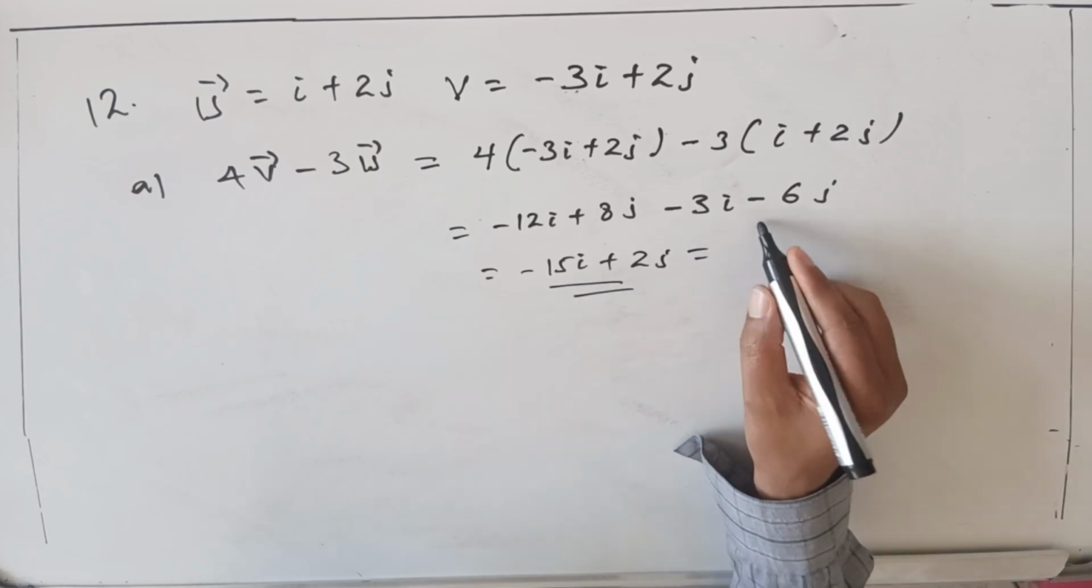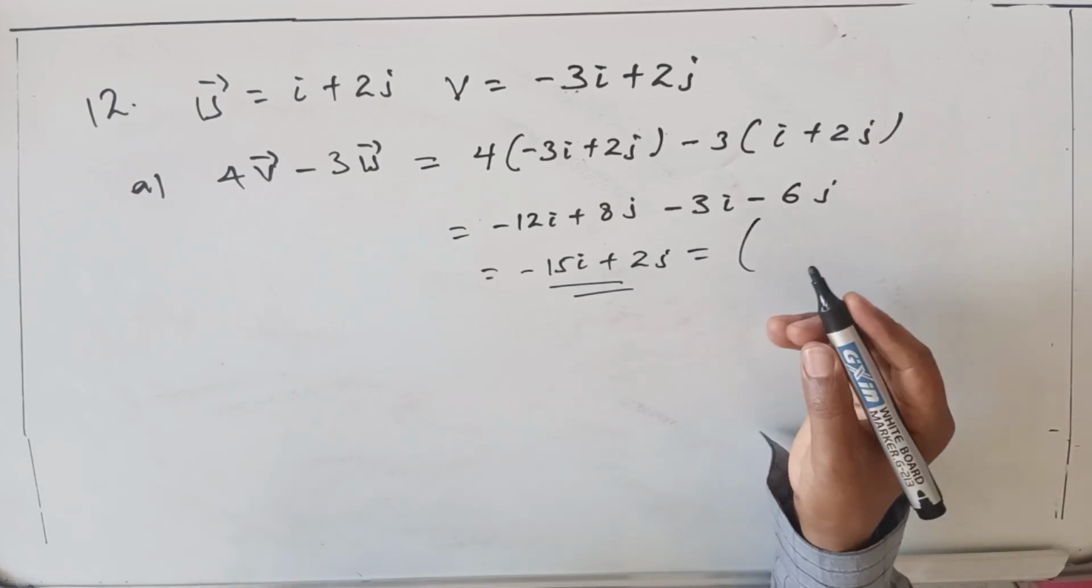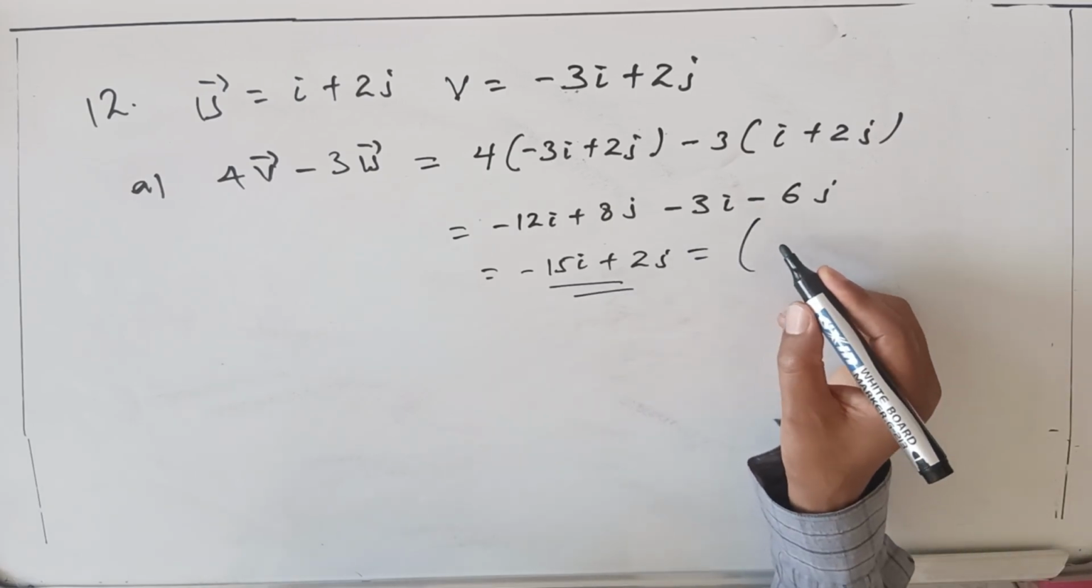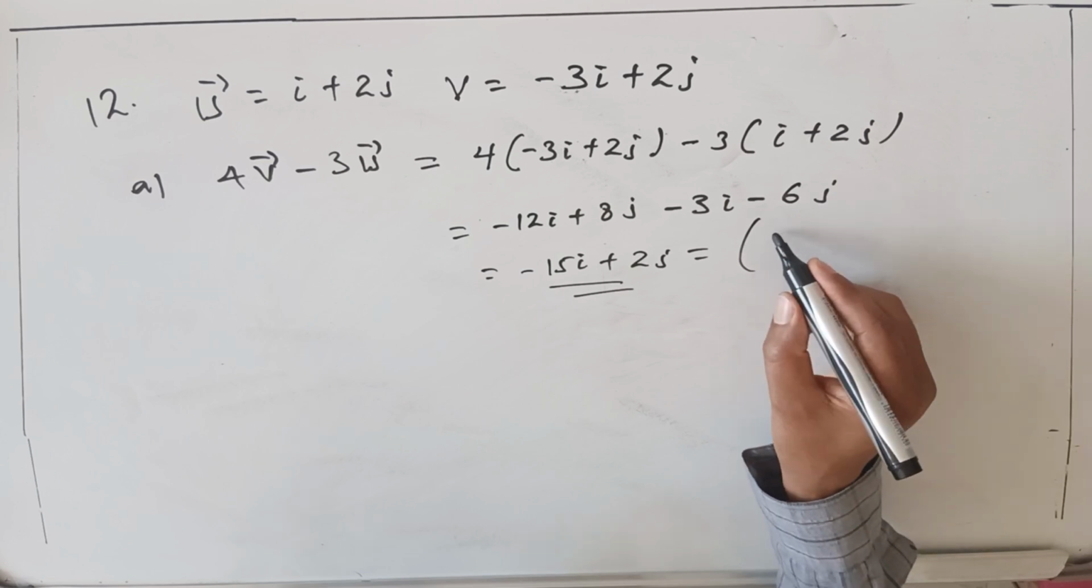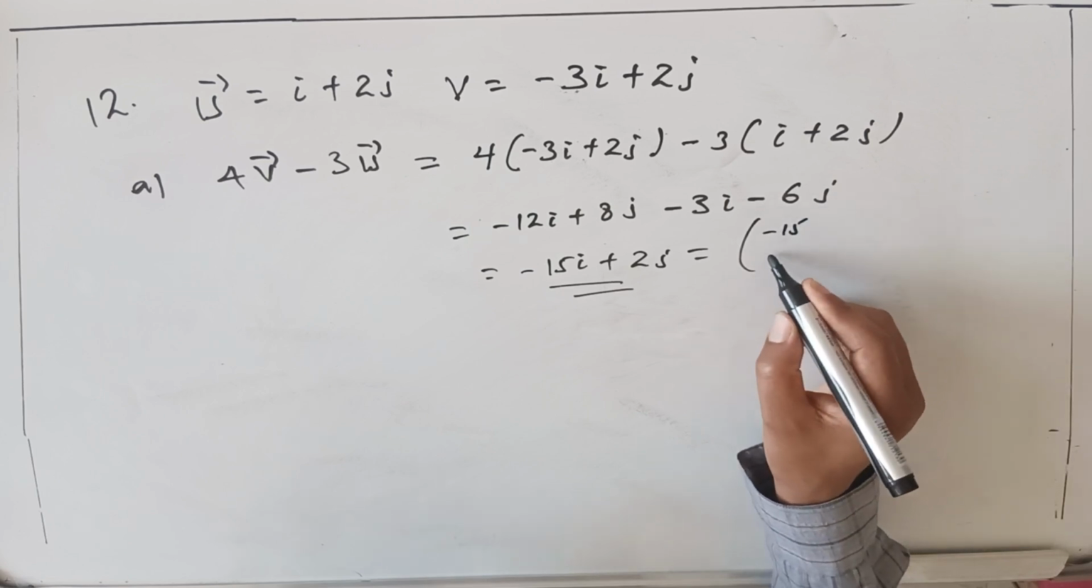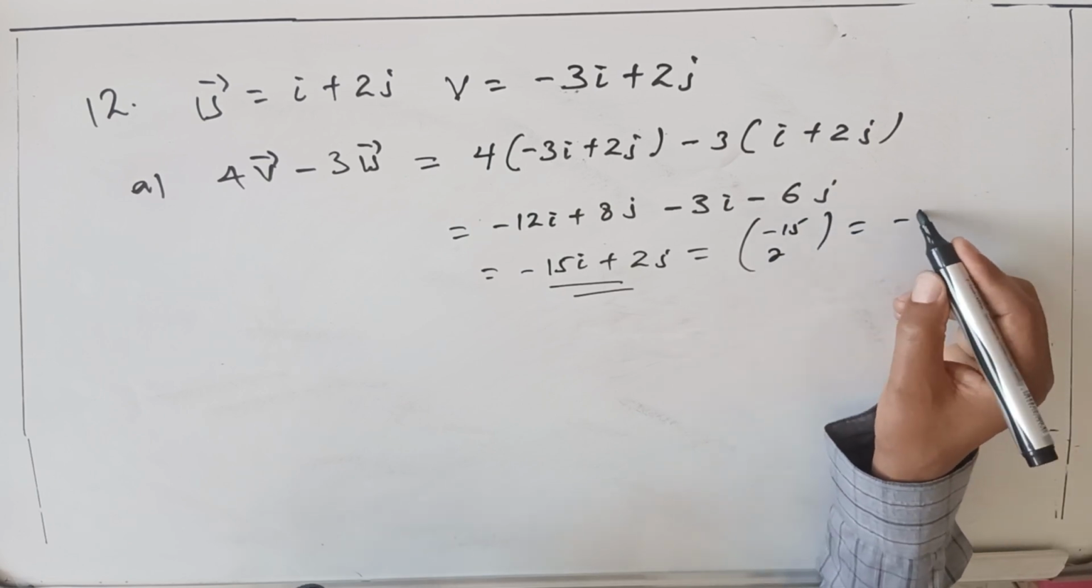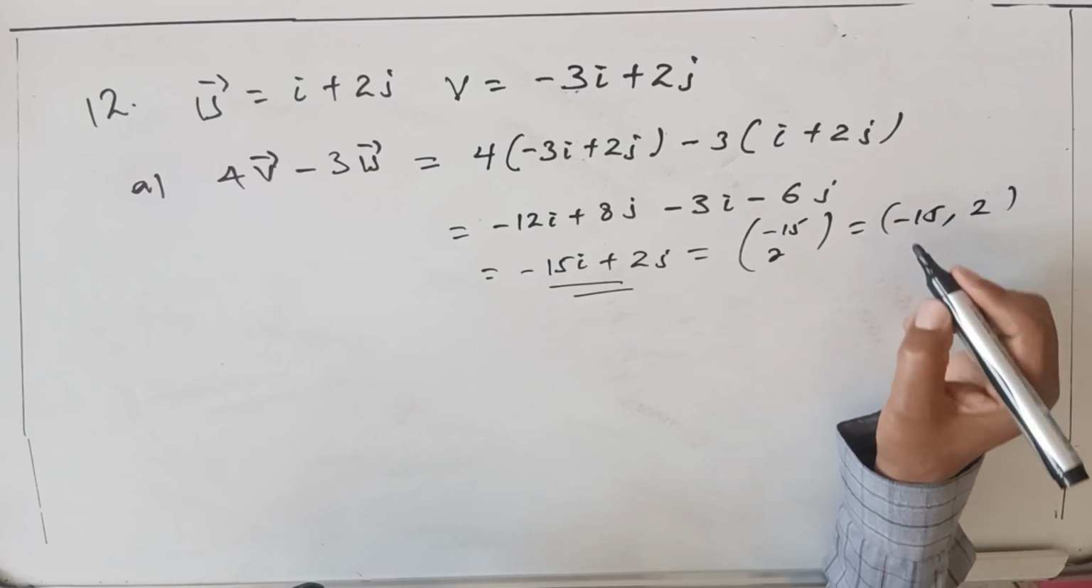And so this one the answer. Okay, so row form ብንጽፍ ደግሞ that is column form of vector representation ብናደርግ that's minus 15 comma 2 ይሆናል። row form ደግሞ negative 15 እና 2. this one is the answer.